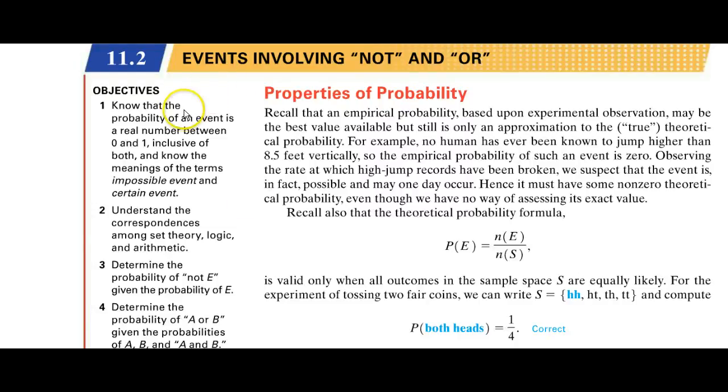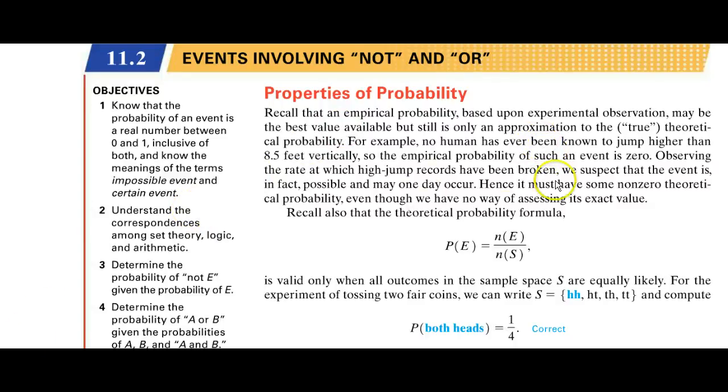As we continue in Chapter 11 on Topic 2, we're dealing with probability, of course, but it's events involving the word not and the word or. Now, this will tie into things we did way back in the beginning of the course. So let's look at the property now of probabilities.